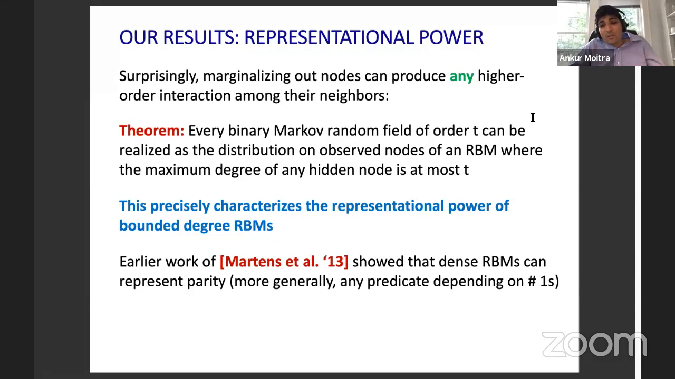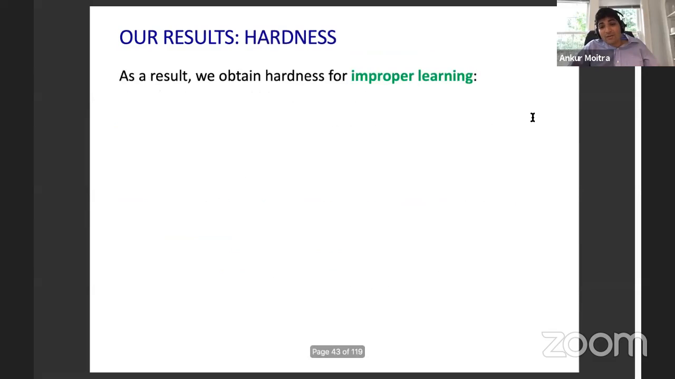So these are things which are not really bounded degree, and it's hard to tell the difference between whether you're paying an n to the d price in your running time or a 2 to the d price, because they look about the same. So this tells us a much sharper characterization of the representational power of bounded degree RBMs, because in fact, it tells us what they look like even when we constrain their degree, as opposed to in a dense setting.